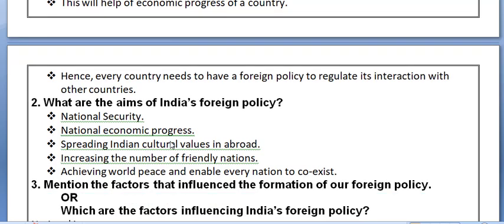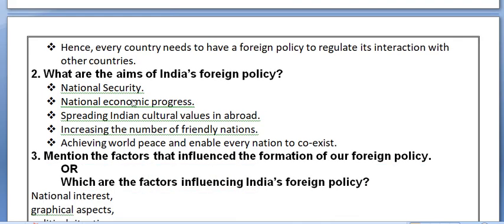Next question. What are the aims of India's foreign policy? National security, national economic progress, spreading Indian culture and values abroad, increasing the number of friendly nations, achieving world peace and enabling every nation to coexist.